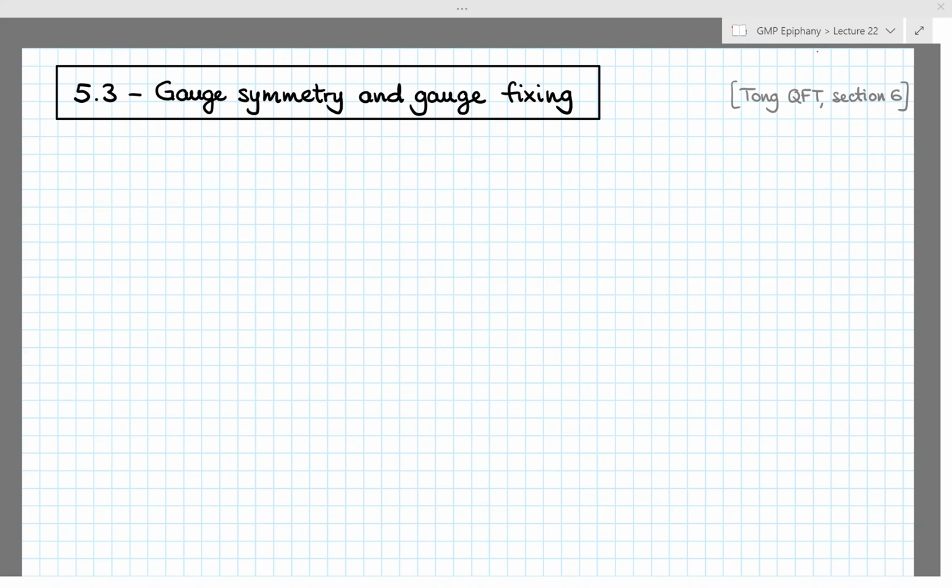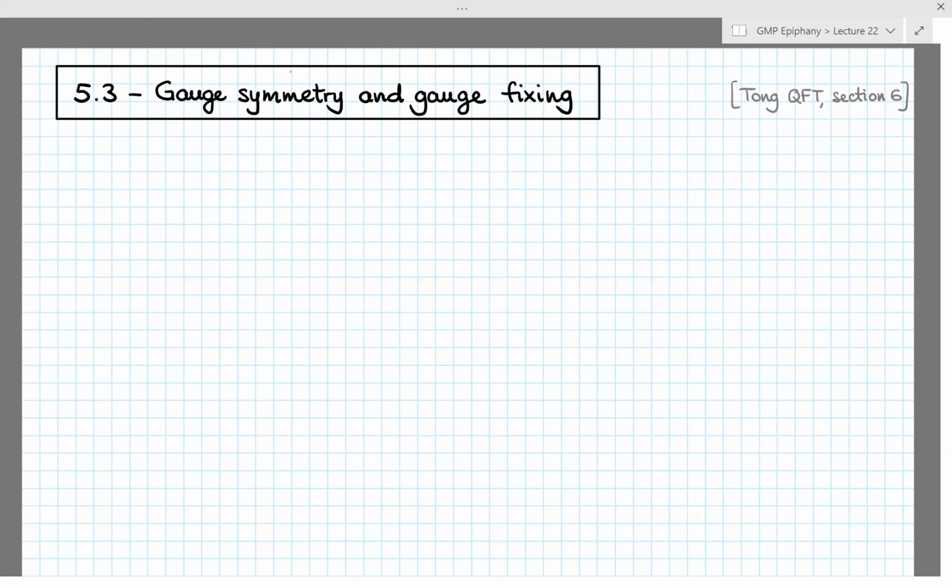Hello, everyone. Welcome back to another lecture of Geometry of Mathematical Physics. Before we move on to the formulation of non-abelian gauge theories next week, today I'll discuss a few more aspects of abelian gauge theories, which will have a generalization to the non-abelian theories that we'll study later.